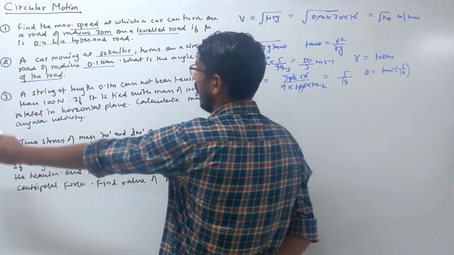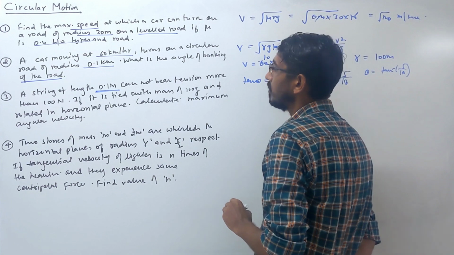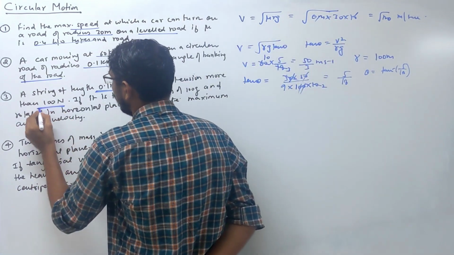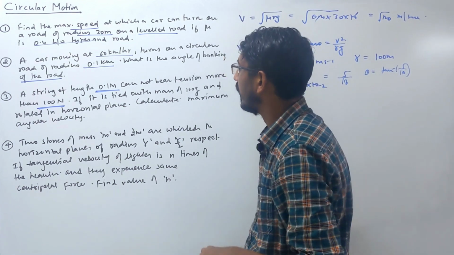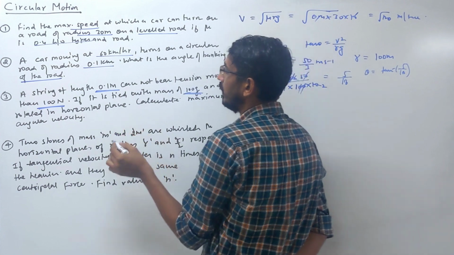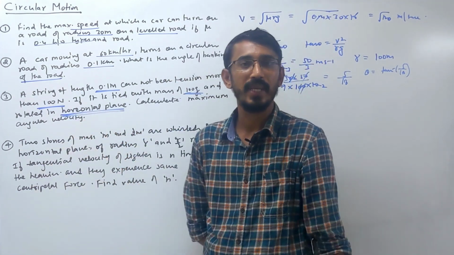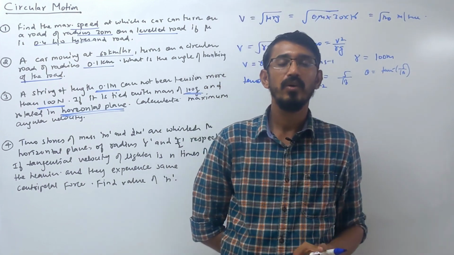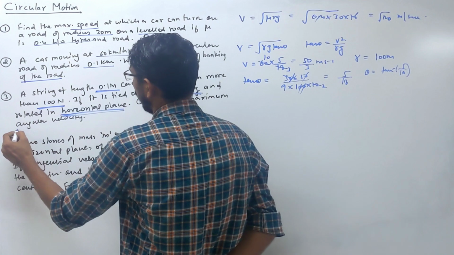So it says a string of length 0.1 meter cannot bear tension more than 100 Newton. So string length is given, and the maximum tension it can have is given, 100 Newton. If it is tied with a mass of 100 grams and rotated in a horizontal plane, give attention because the next topic will be vertical plane. So this same question can be asked for a horizontal plane or vertical plane. Calculate the maximum angular velocity.